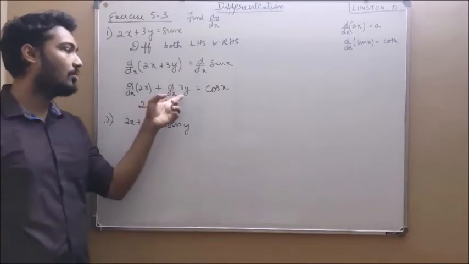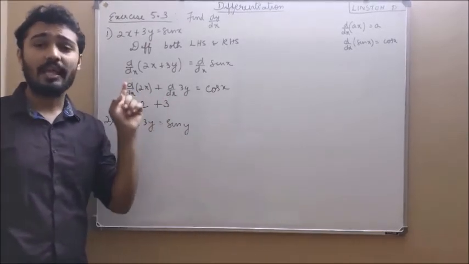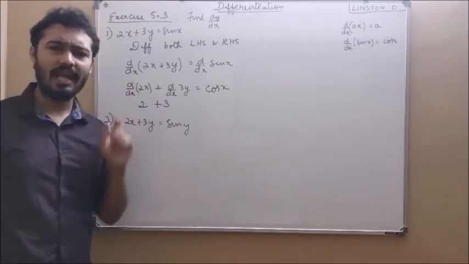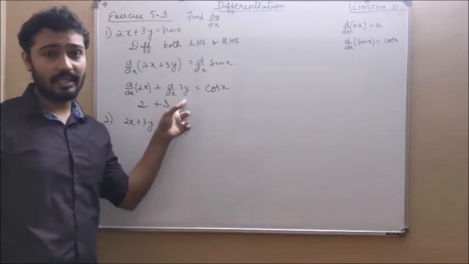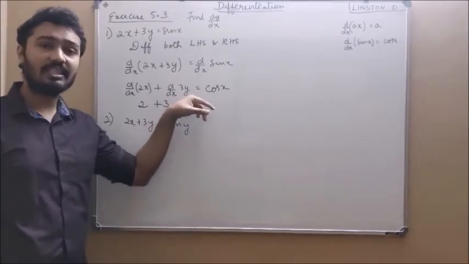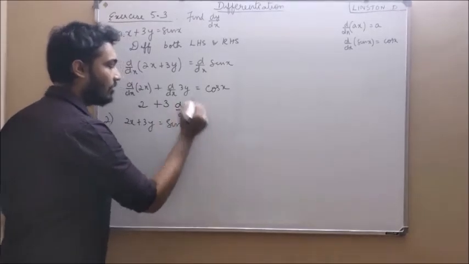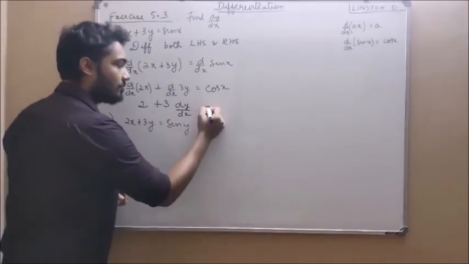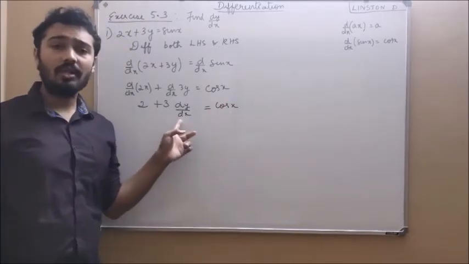Now we are differentiating y. I told you y is a dependent variable and we have to differentiate till we get x. But here we are not getting x. So we keep this differentiation as it is: dy by dx, which is equal to cos x.